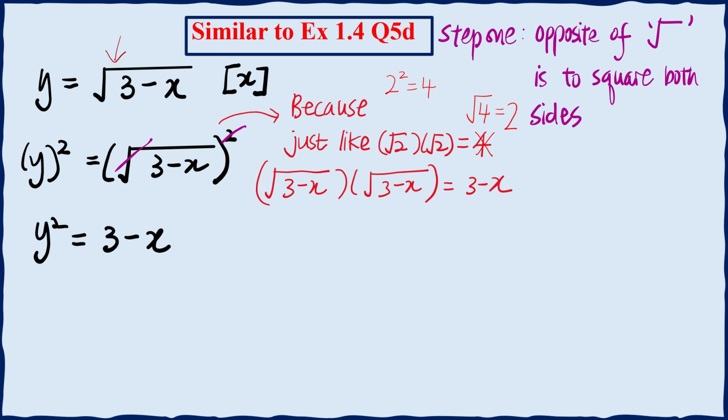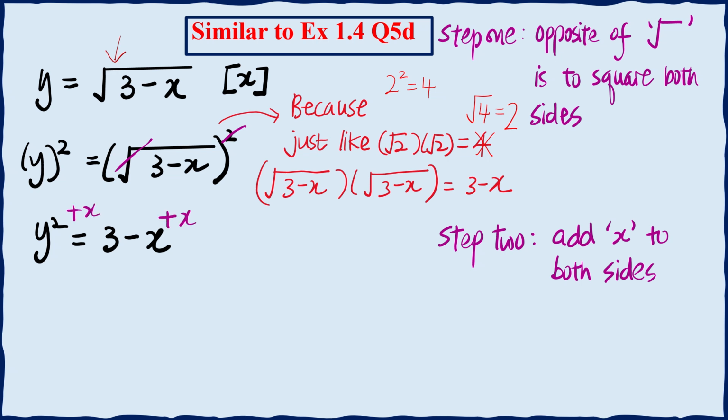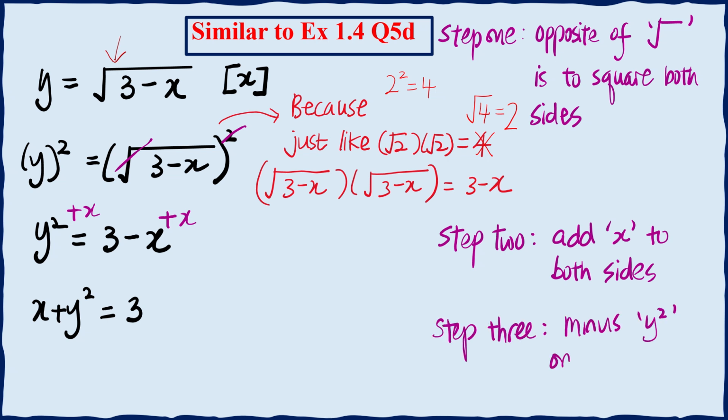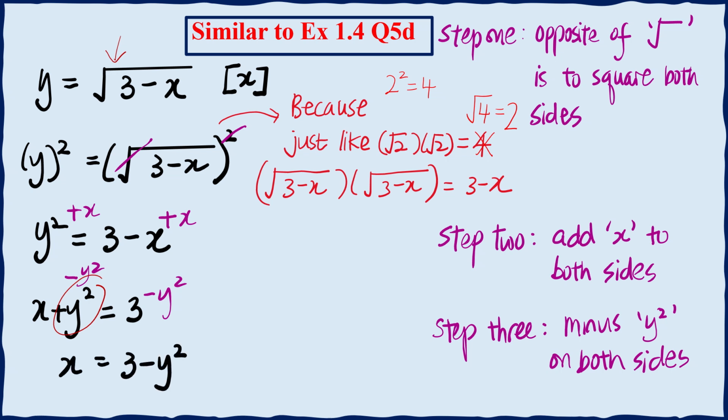And to make x the subject, what do we do next? Yes, you just simply add x to both sides, because the opposite of negative x is positive x. Therefore, we have y squared plus x equals to 3. And here, to make x the subject, we minus y squared on both sides, because the opposite of positive y squared is negative y squared. Therefore, we get x equals to 3 minus y squared, and that is our answer.